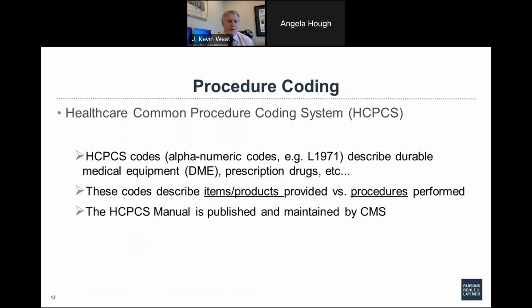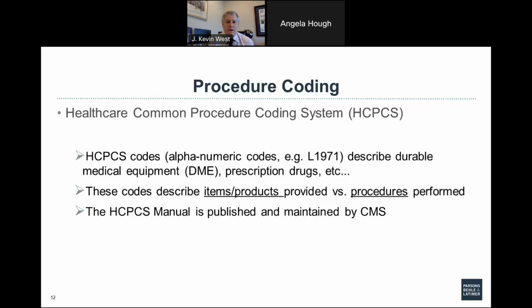Okay, procedure coding actually, to make things more confusing, has 2 manuals. One is the CPT manual. The other is what we refer to as the HCPCS manual, which stands for Healthcare Common Procedure Coding System. This is sort of a supplement to the CPT manual and to the CPT codes. HCPCS codes are alphanumeric codes such as L1971, which would be a type of ankle foot orthosis, or L3000, which is an orthotic.